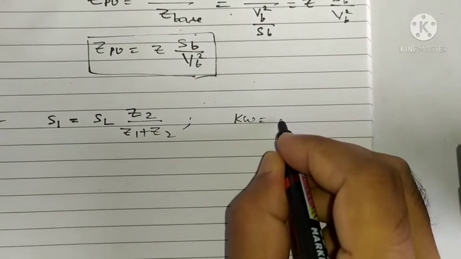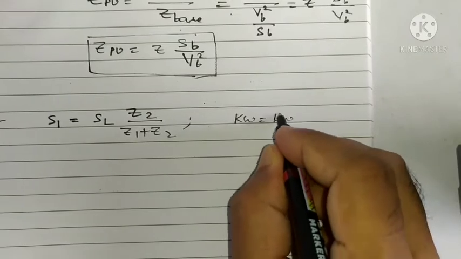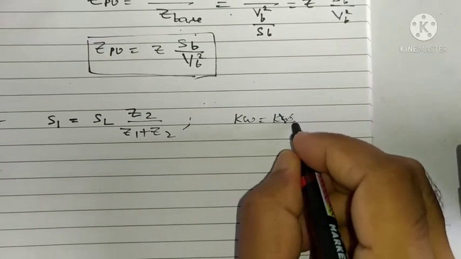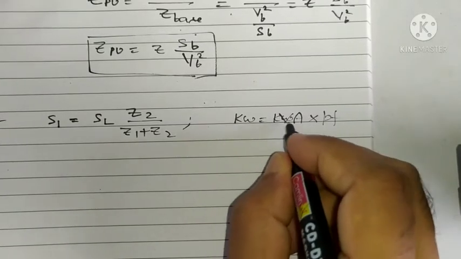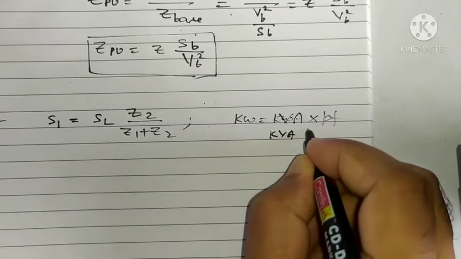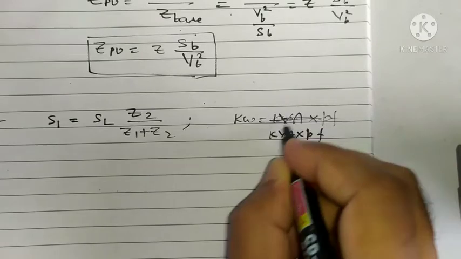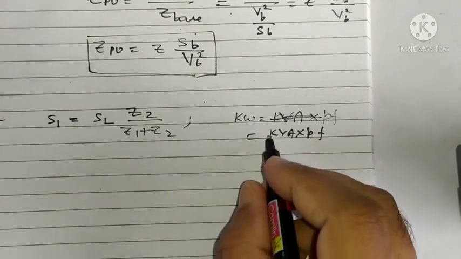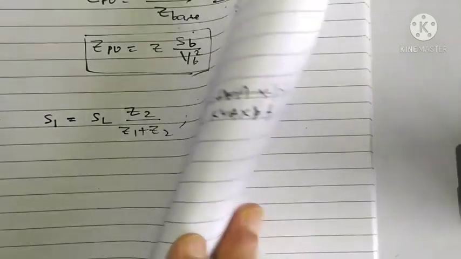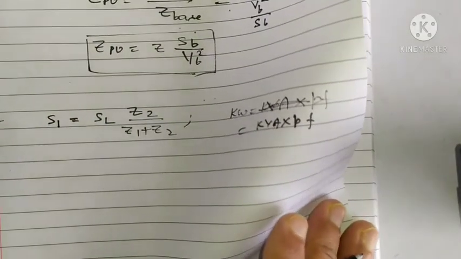And we also know kilowatt will be given by kVA into power factor, right? And kVA will be calculated by dividing kilowatt by power factor. So let us go for a numerical.